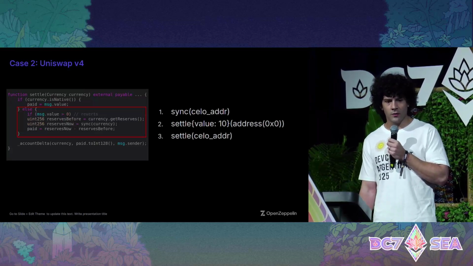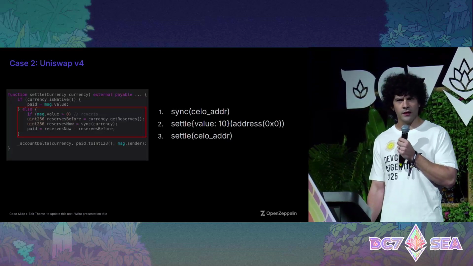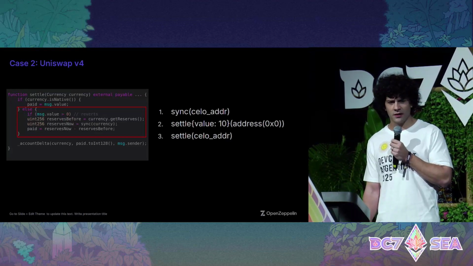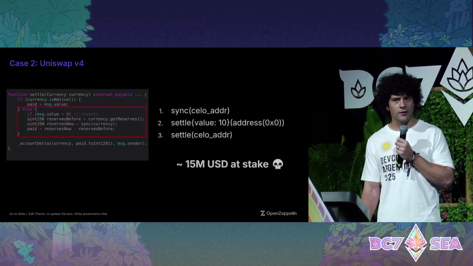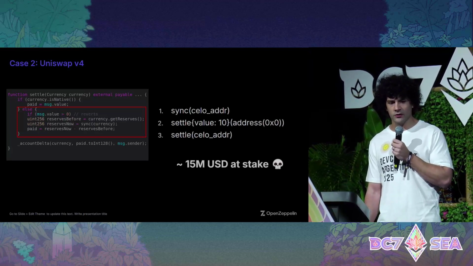If they do this many times, or if they use higher values than 10, they could drain the pool. So in V3, CeeLo has like $15 million of TVL, I believe. And if they were to migrate things from V3 to V4, it would have cost around $50 million of losses.